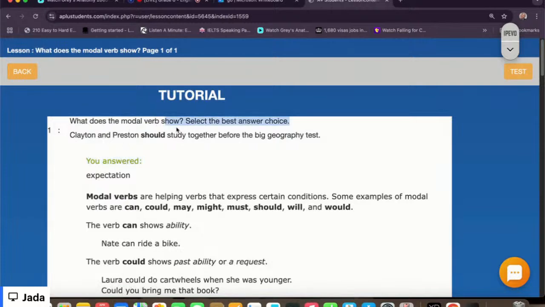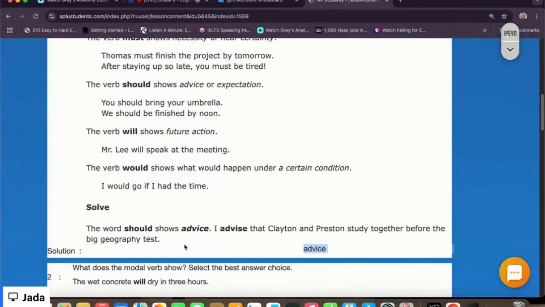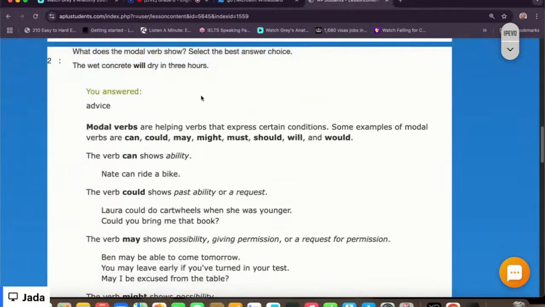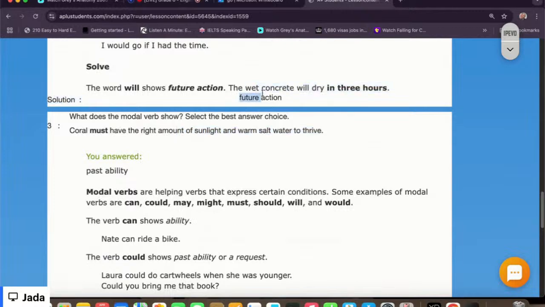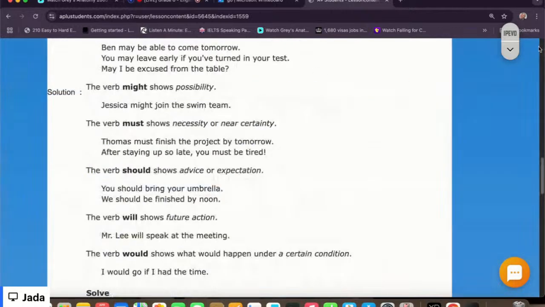What does the modal verb show? Select the best answer choice. Clayton and Preston should study together before the big geography test. It's advice. Should. Okay, look at it here. The wet concrete will dry in 3 hours, and it shows future action. Okay, let's go to the test.